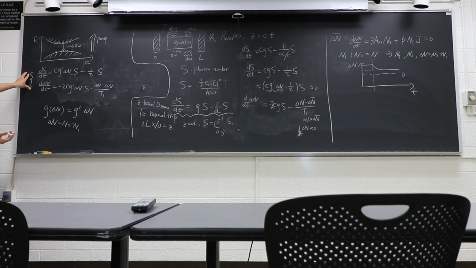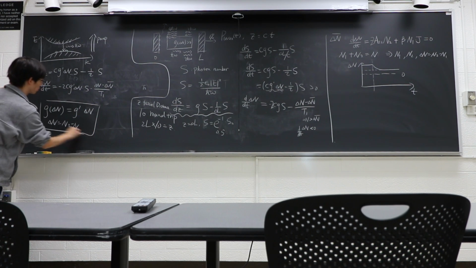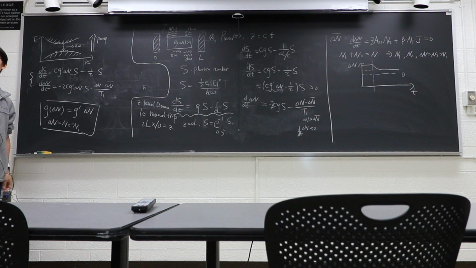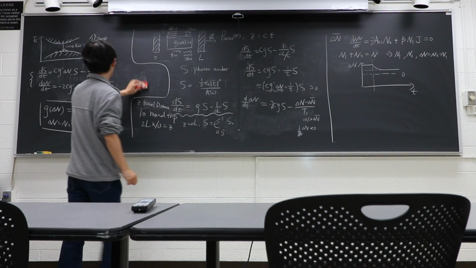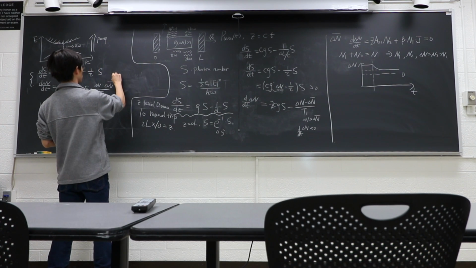For any laser class, people would use these two equations. I think our class is a little bit different in that we actually derive why your gain is proportional to your population inversion. That's a part where our class is a little bit different from other classes. Let's put S here.